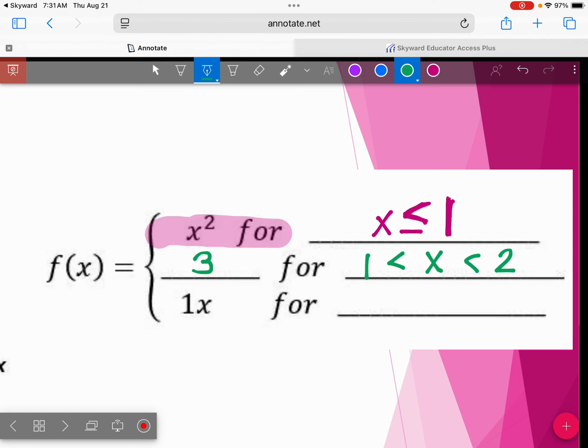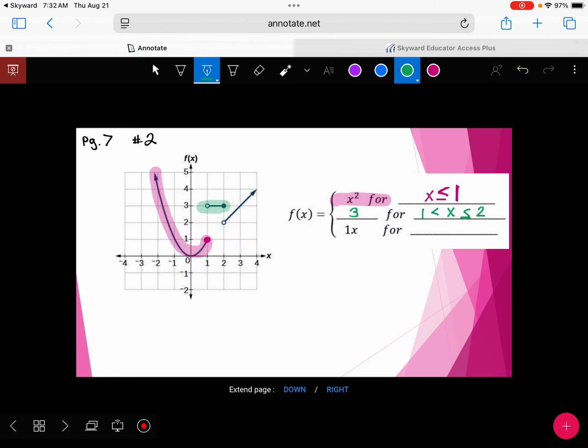Can it equal 1? Can it equal 2? Yes. So that one gets an equals to. One last piece on this one. So that's going to be our, this guy, which they've told us is 1x. Awesome. We've written the equation. We know the slope on it. Going up 1 over 1. Cool, cool.